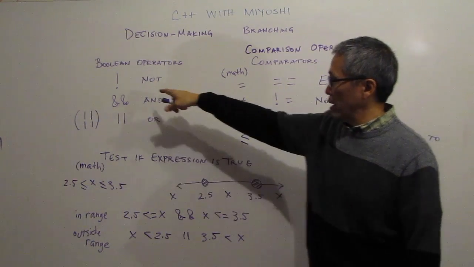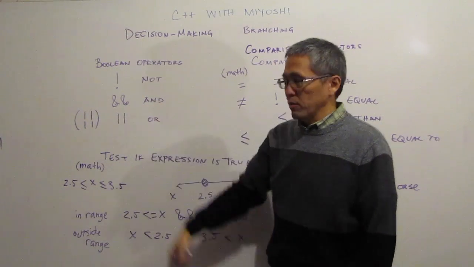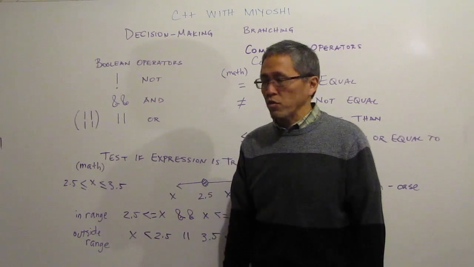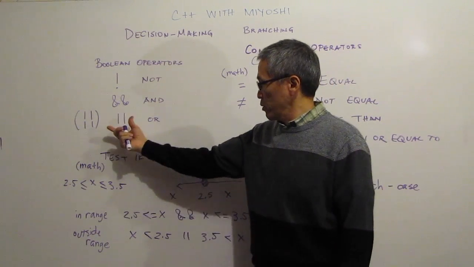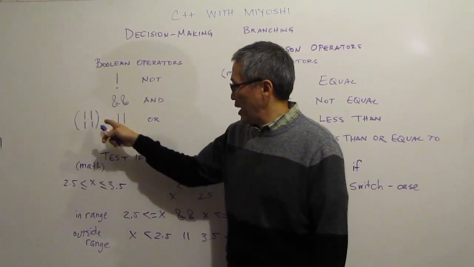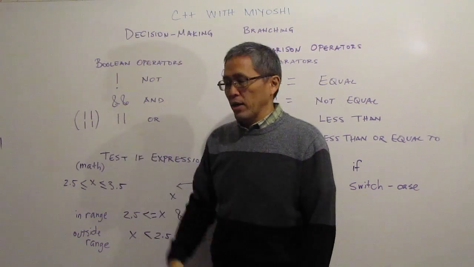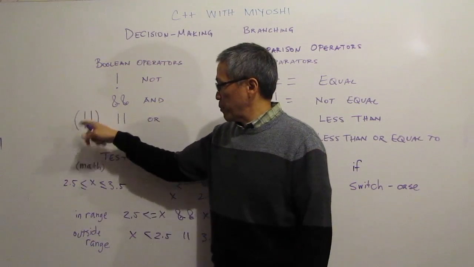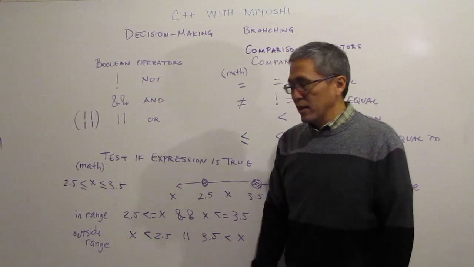And the Boolean operators are not, which is the exclamation point on your keyboard; the and, which tests to see if two things are true, both parts of the expression must be true for an and to be true; and an or, which means that either the left or the right side of the expression can be true for that expression to be true. Now, on the keyboard, the reason I have this guy in parentheses is because if you're looking for these straight up and down lines, they actually are separated oftentimes in the middle there. So that's the or operator.